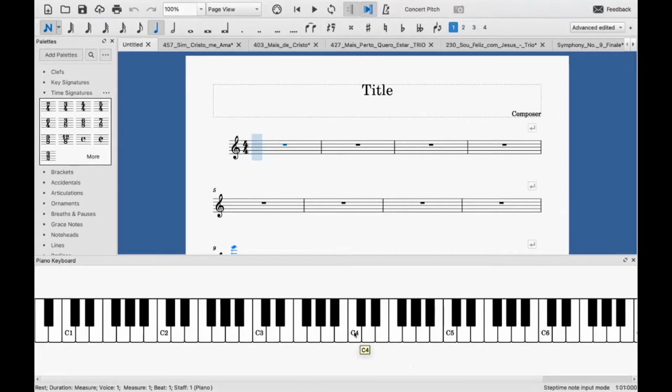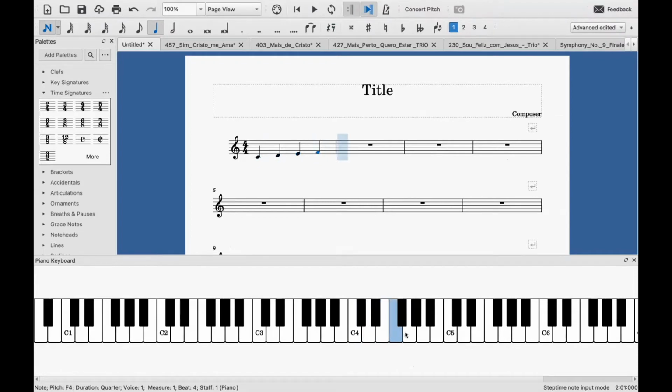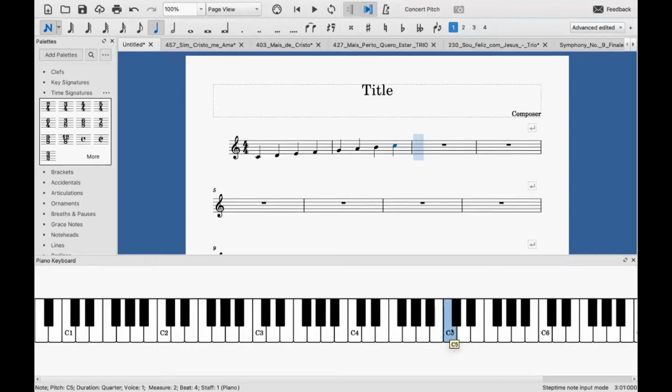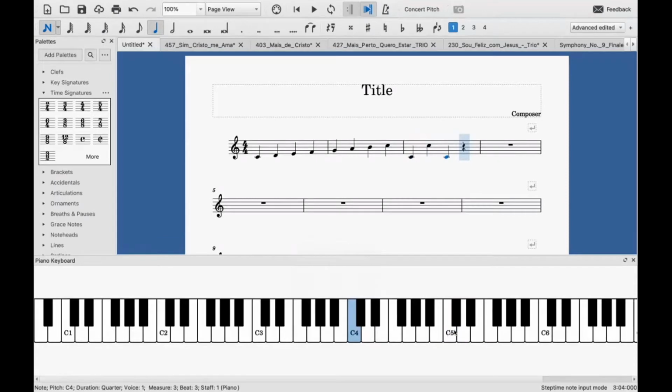So this is C, D, E, F, G, A, B, and C again. But what is the difference between this C and this C? Can you hear the notes? So this is C, and this is C. So what's the difference between those notes, guys? Share with us what you think. What is the difference between the different C's that were played?